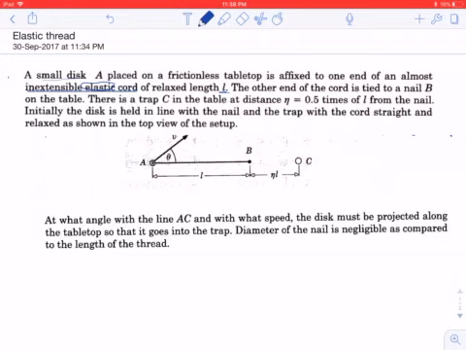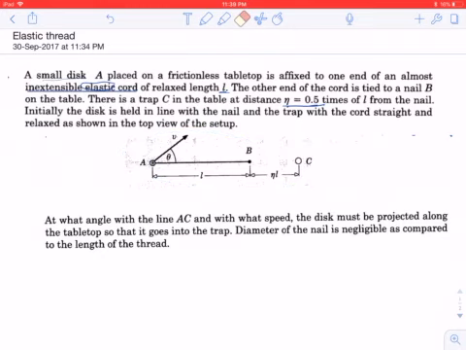There is a trap C in the table at a distance eta equal to 0.5 times L from the nail. Initially, the disc is held in line with the nail and the trap with the cord straight and relaxed, as shown in the top view of the setup. This is the top view of the setup. Now, at what angle to the line AC and with what speed must the disc be projected along the tabletop so that it goes into the trap? Diameter of the nail is negligible as compared to the length of the thread.